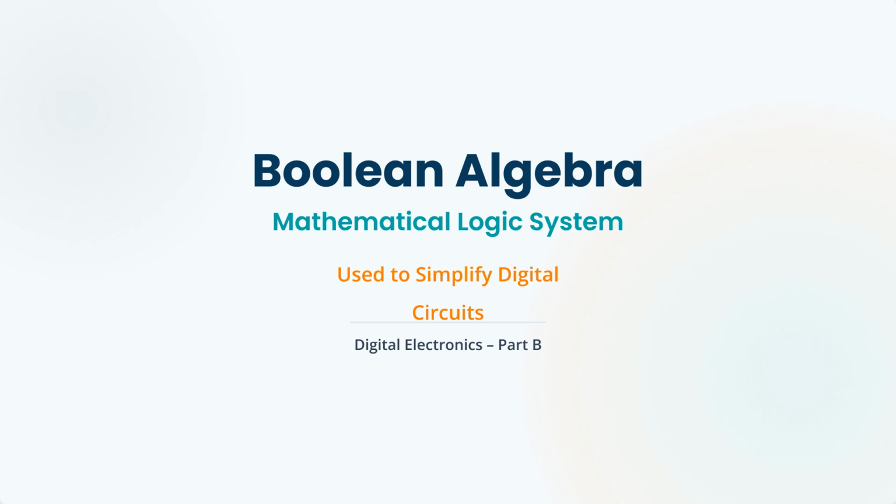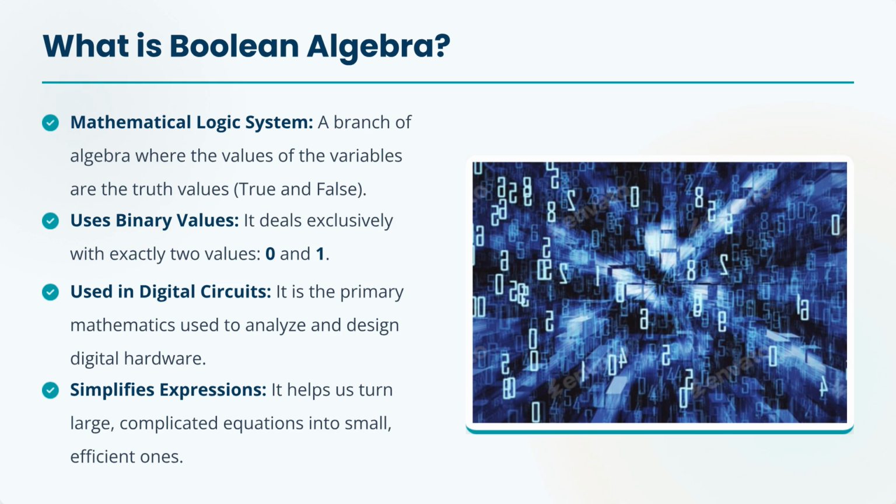Welcome to the video on Boolean Algebra, a mathematical logic system. This system is a core part of digital electronics, used primarily to simplify digital circuits and expressions. Boolean algebra is a mathematical logic system using only binary values, 0 and 1. It is essential for designing and analyzing digital hardware. One of its key benefits is simplifying complicated equations into small, efficient expressions.